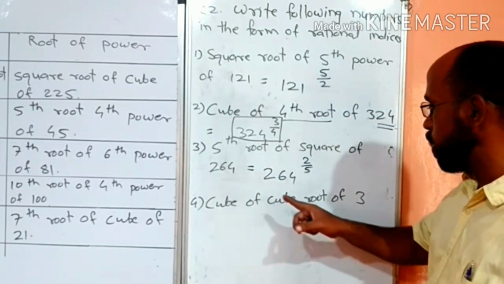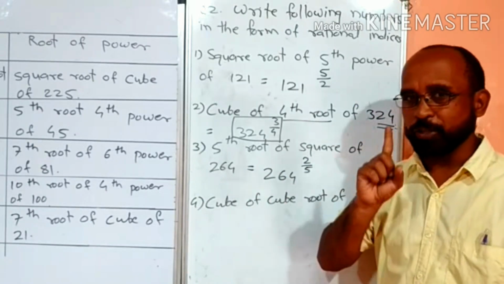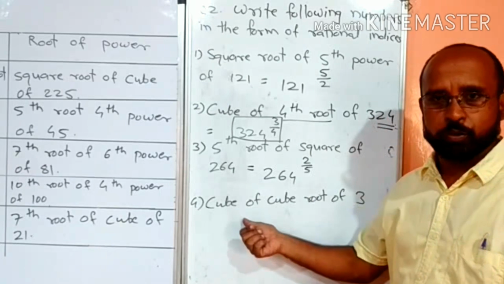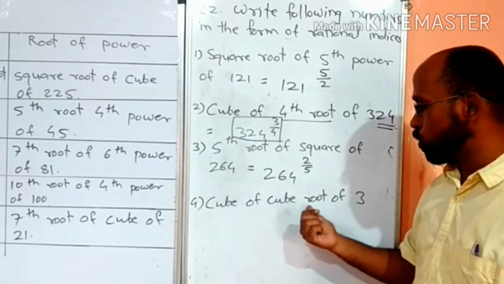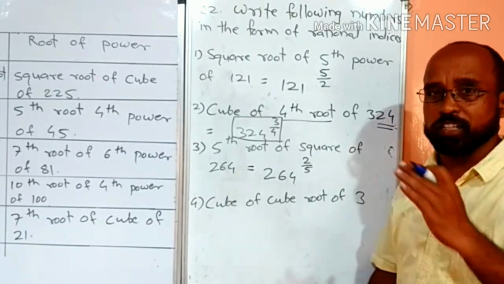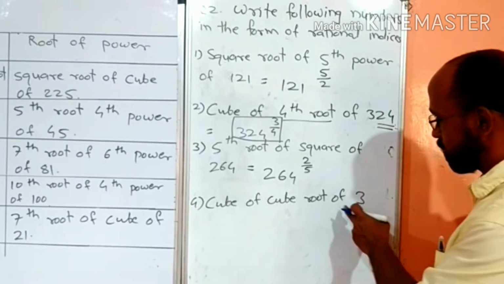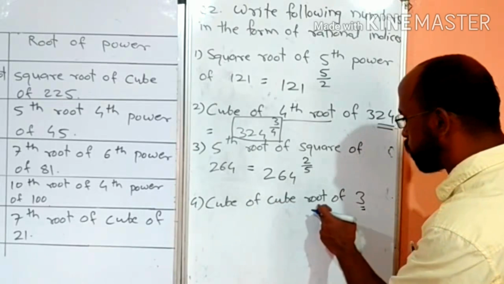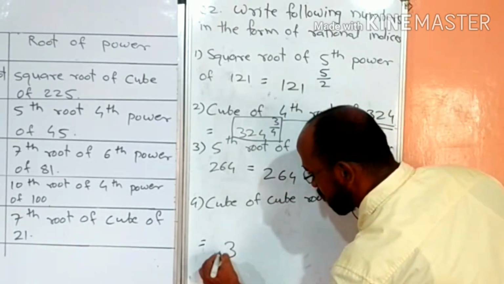Last one is cube root of 3. Listen carefully. Cube root of 3. Cube of means cube is the power. So 3 will come in the numerator. Cube root of. Cube root means 3 is the denominator. Listen once again. Cube root of 3. In this example, this 3 is the base. So write 3 as it is in the base.